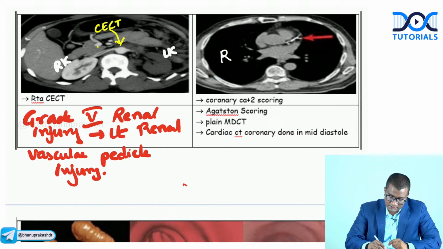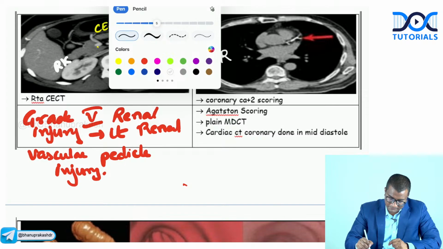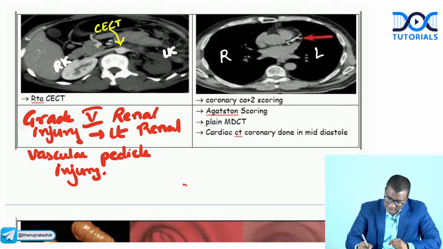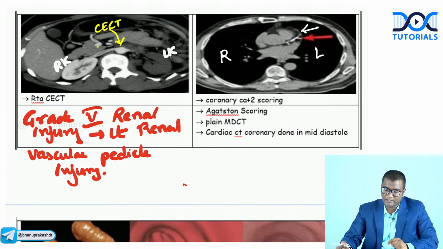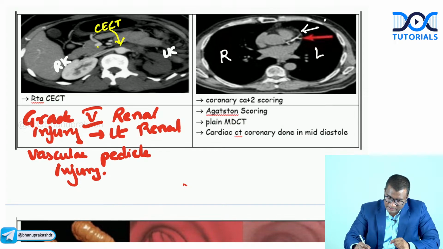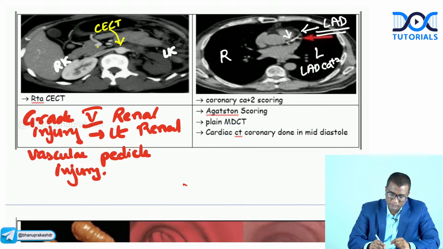Okay, so this is the right lung and this is the left lung, and you can see here in the coronary artery, the left anterior descending on the left side and on the anterior part, the left anterior descending artery is showing calcification. So this is an area showing a LAD calcification, right? So I told you what the calcification scoring is called? That's called Agatston scoring.